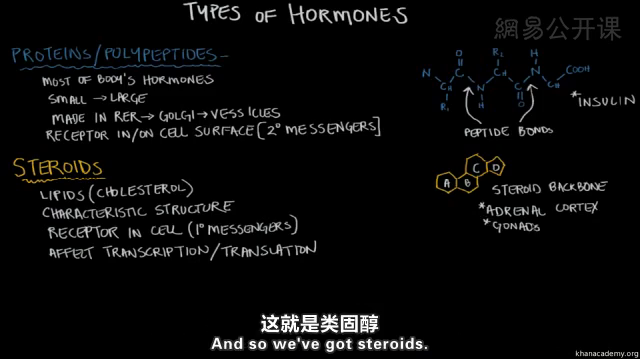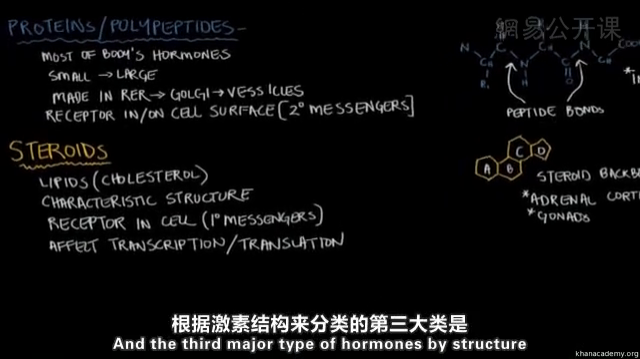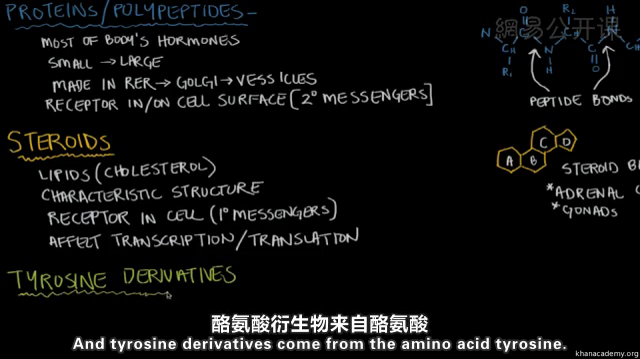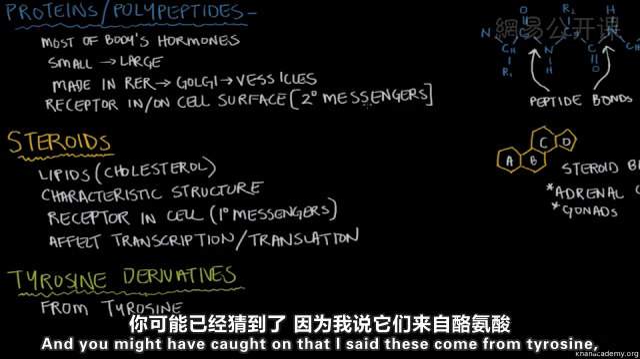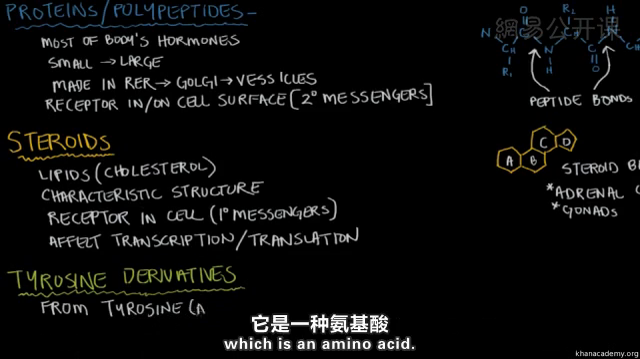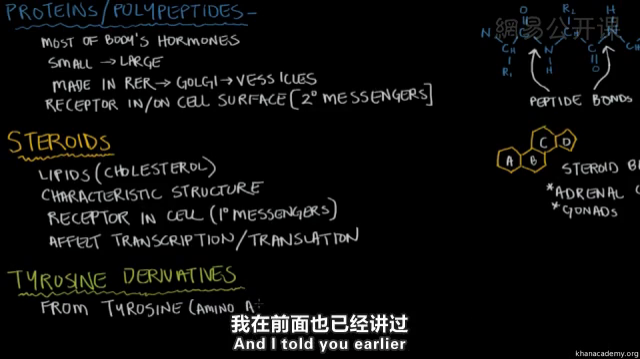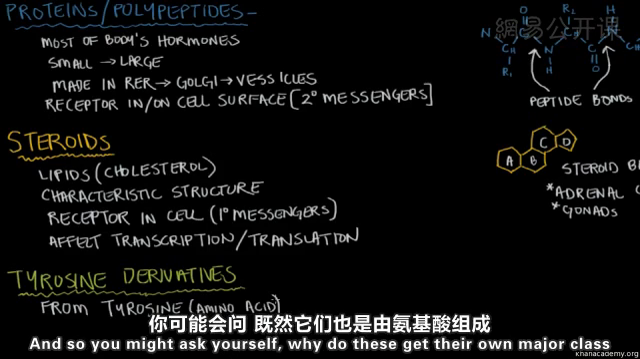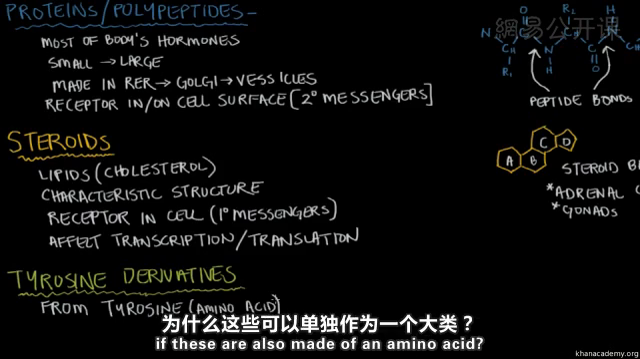And so we've got steroids and we've got proteins and polypeptides, and the third major type of hormones by structure are tyrosine derivatives. And tyrosine derivatives come from the amino acid tyrosine. And you might have caught on that I said these come from tyrosine, which is an amino acid. And I told you earlier that protein and polypeptide hormones are made of amino acids, and so you might ask yourself, why do these get their own major class if these are also made of an amino acid?